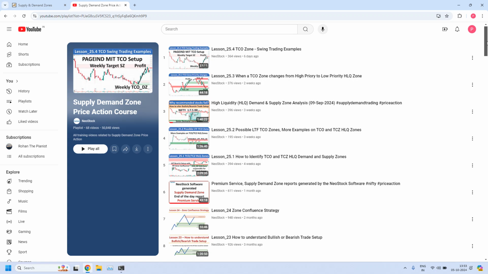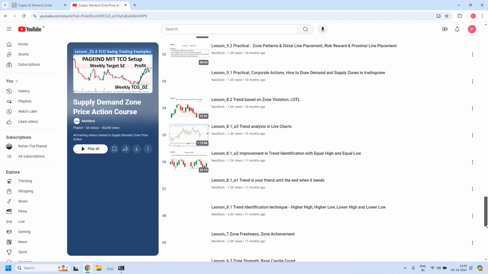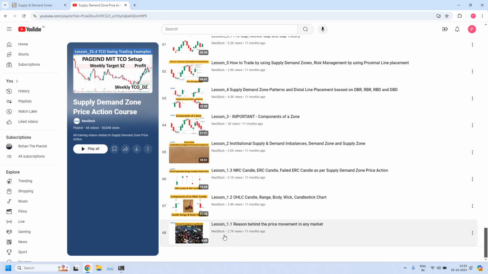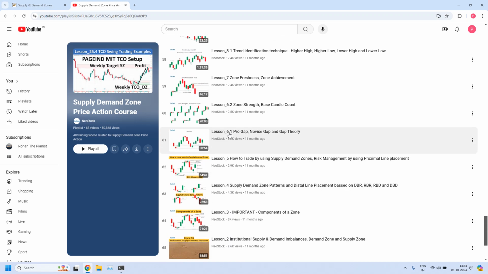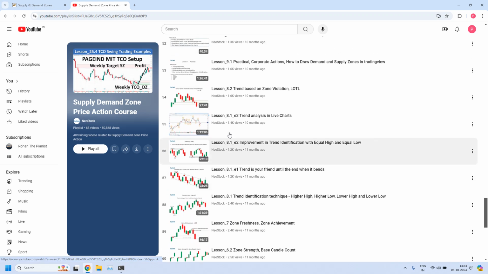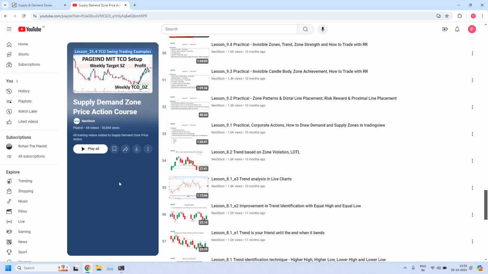You need to start your training from lesson 1.1. For that you need to scroll down to the bottom of the page. Here, starting from lesson 1.1, all the training lessons are available in order. So please go through all these lessons one by one and strengthen your skills related to supply demand zone price action.